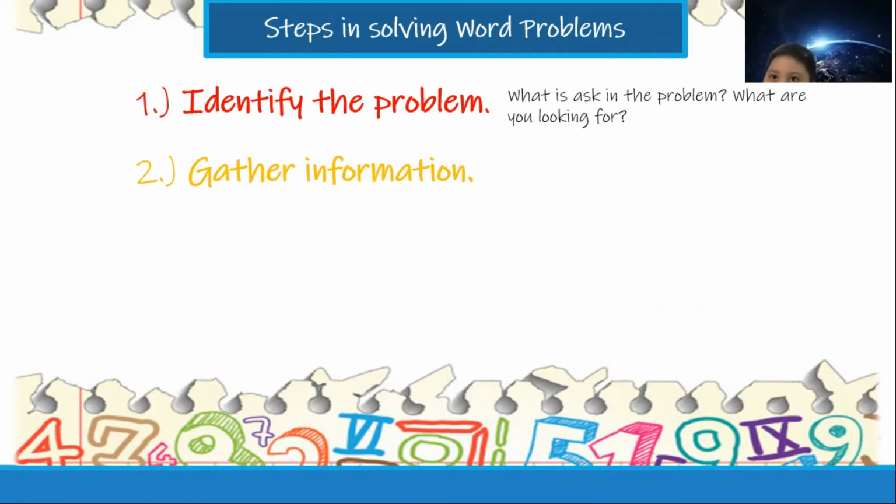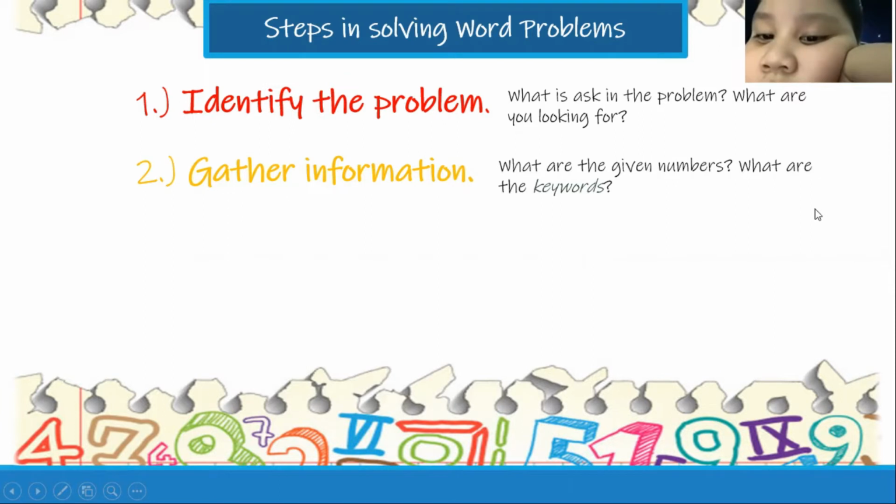Then step 2, gather information. Please say gather information. What is information? In the problem, we can see numbers and also keywords. So information like given numbers, right, and keywords. Can you still remember what the keywords are? We will talk later about multiplication keywords.